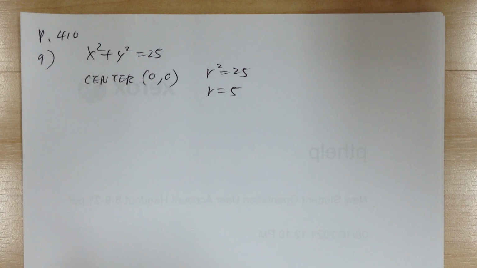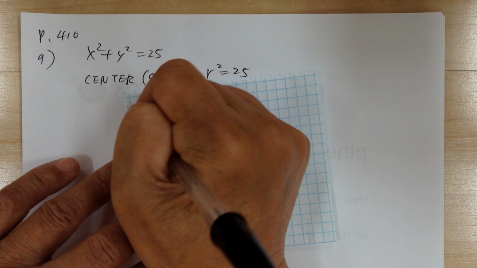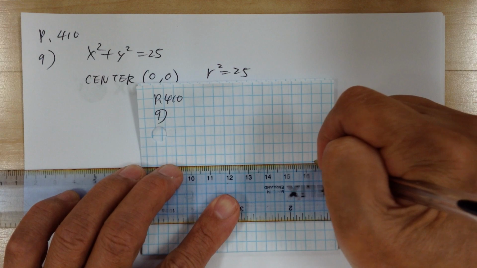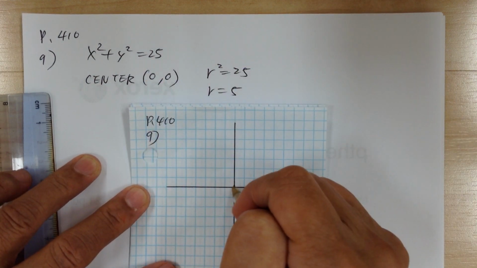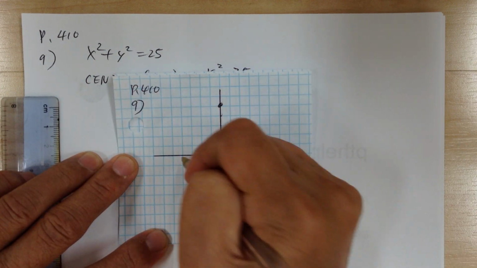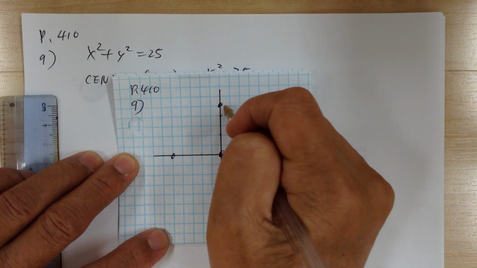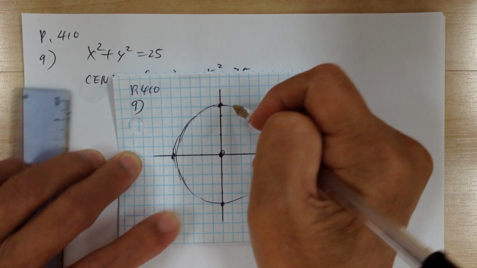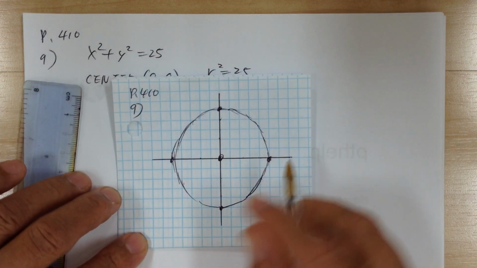Once you have that, let's go and sketch this. The center is at (0, 0), radius is 5. So you go 5 in every direction, and you can just sketch out a circle. And that's it.